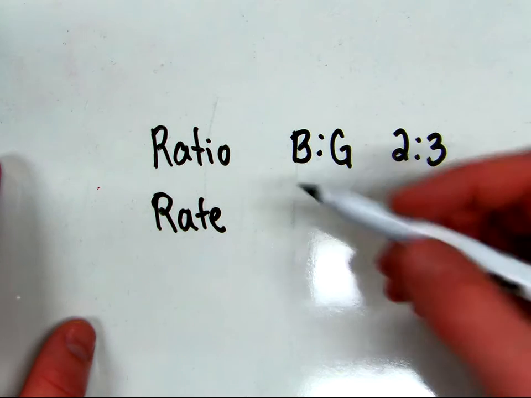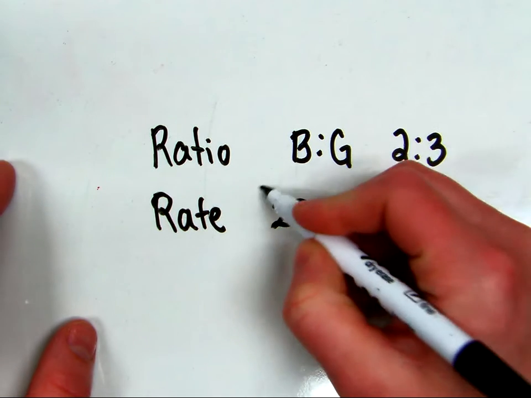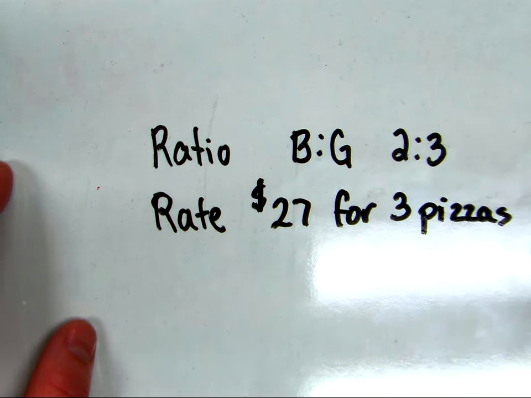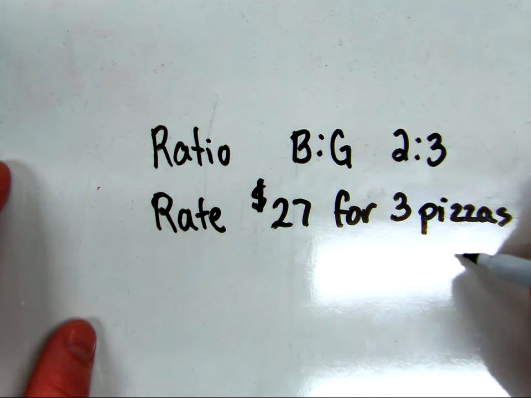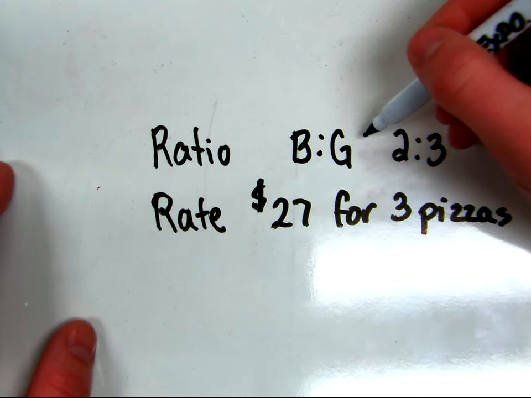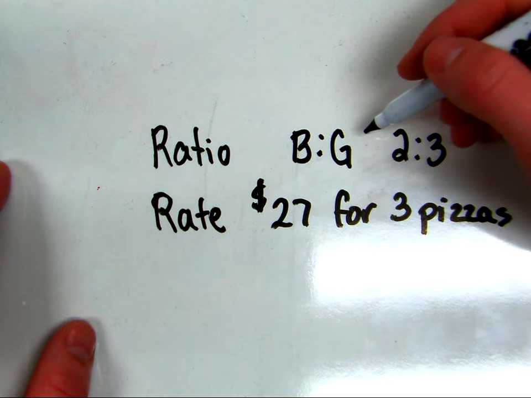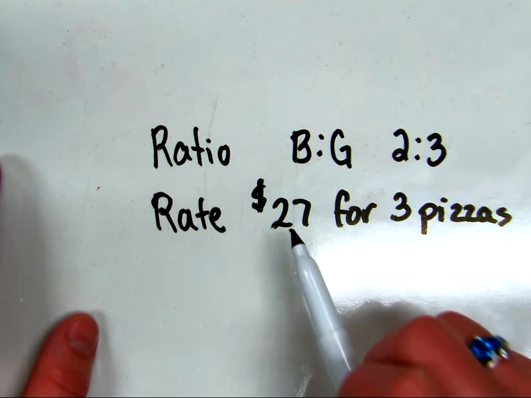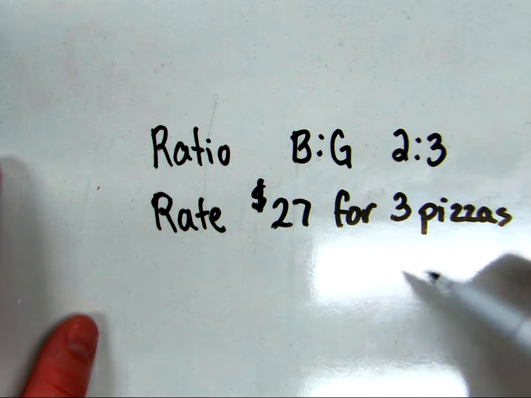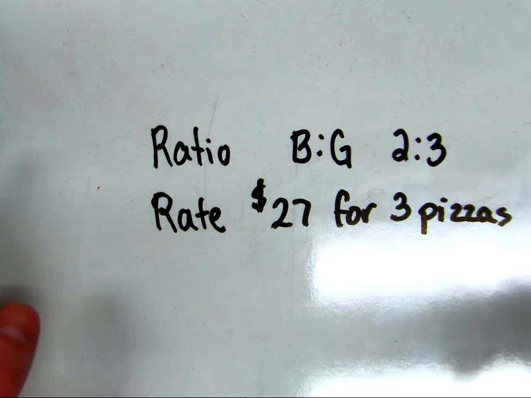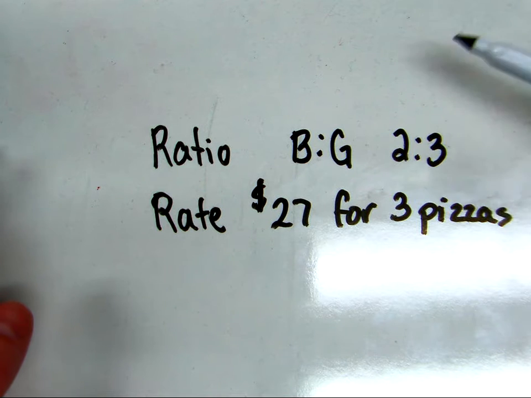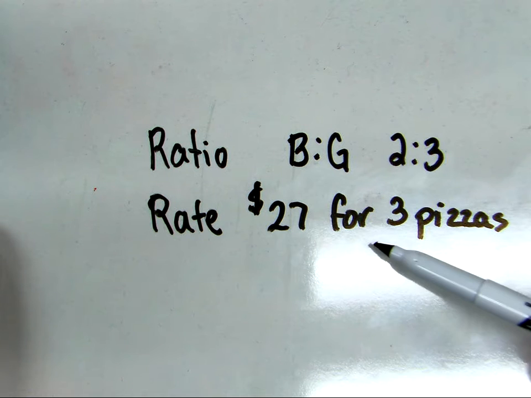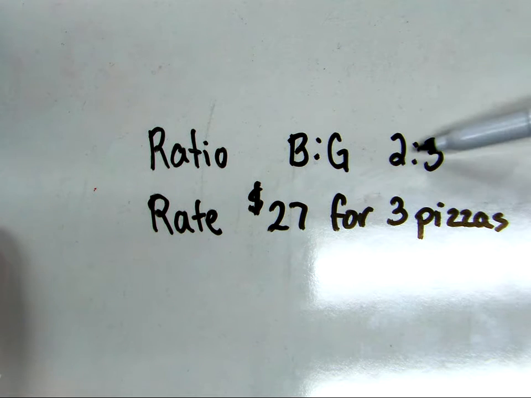A rate would be something like $27 for 3 pizzas. Okay, these are two very different quantities, whereas boys and girls can both fit under the category of people or students. They're just two different parts of that. And with a rate, dollars and pizzas don't fall under the same category. They are different units. Okay, so we're still going to compare. We typically will use the word for instead of to in a rate, whereas in a ratio, obviously, we said 2 to 3.